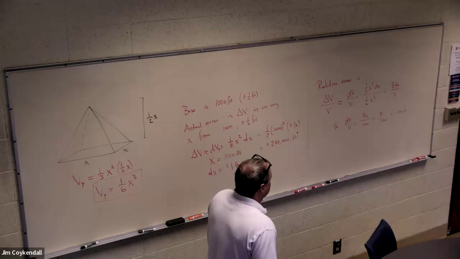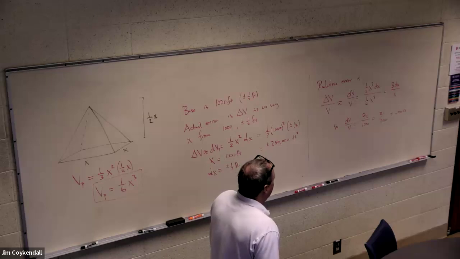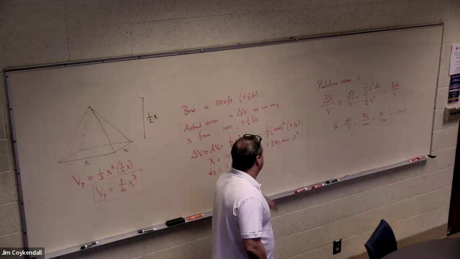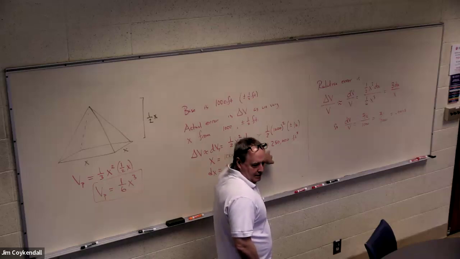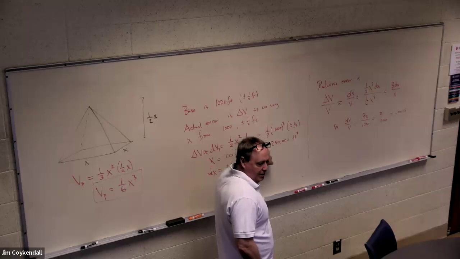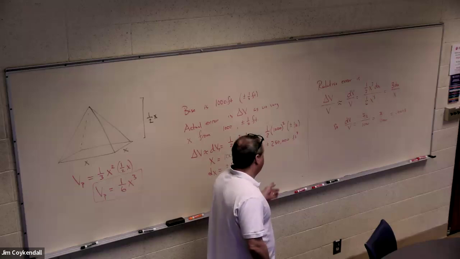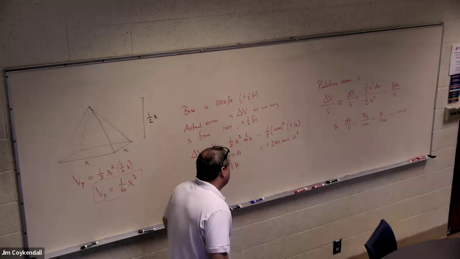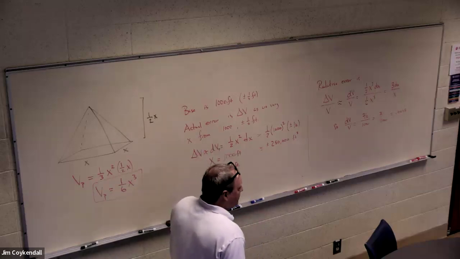That relative error is 3 parts to 1,000. So even though this looks big, it's really not. 250,000 cubic feet is not that big, because that's just 60 feet by 60 feet by 60 feet. Actually, it's a little bit more than that, but not much.